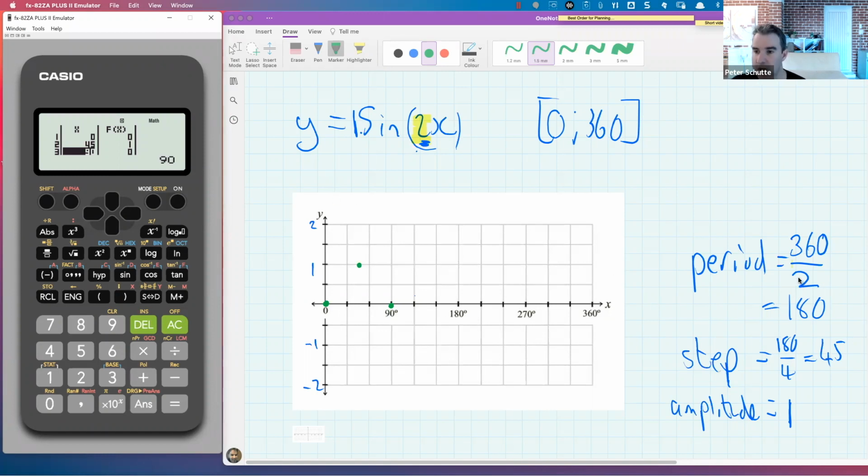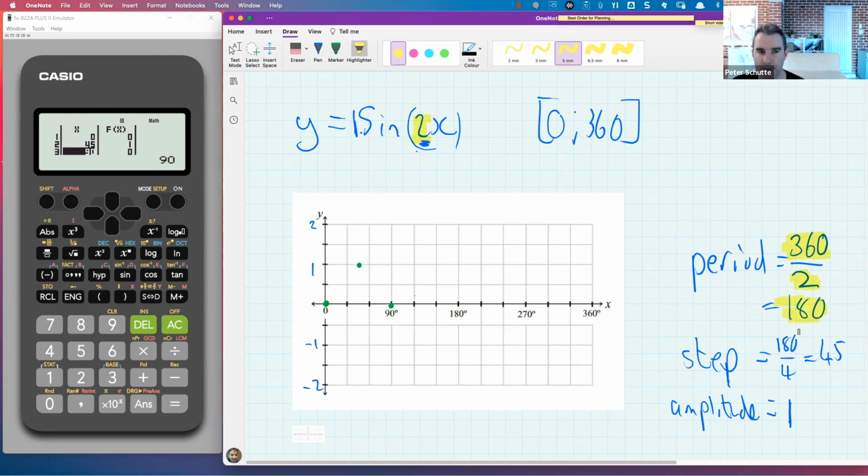Yeah. Okay. So in this one, the basic period of the graph was 360 to start with, but then the 2 in front of the x affects the period. So the new period of this graph is actually 180. And what that's telling me is that it takes 180 degrees to do a full cycle. Okay, so that's the period part.